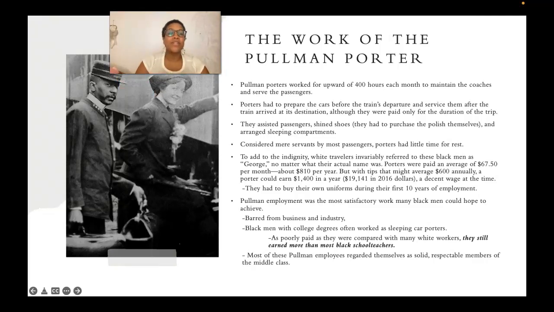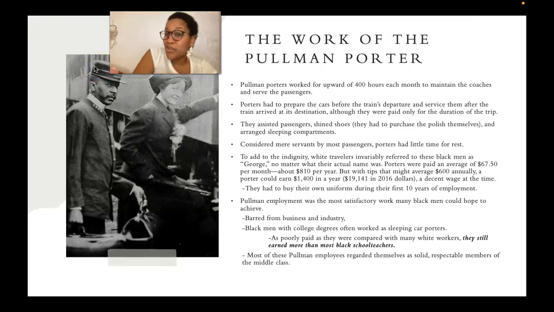So Pullman porters worked upwards of 400 hours each month just to maintain these coaches and serve the passengers, right? So these porters had to prepare the cars for the train's departure. They had to service them after the train arrived at its destination. But they were only paid for the duration of the trip. So they weren't paid for the hours of labor of cleaning the car afterwards or before, right? They assisted passengers. They would shine their shoes.